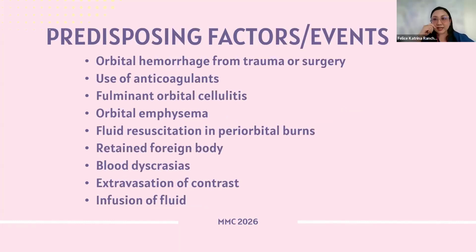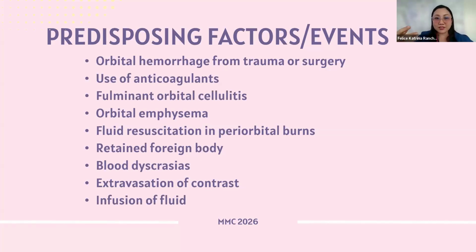So focused history taking can also help us identify the factors that can predispose patients to OCS. So I think the most frequent cause of OCS, although it's very rare, the most frequent cause is orbital hemorrhage, either from trauma or from surgery. So orbital surgery, eyelid surgery, surgery to the paranasal sinuses. So other causes include use of anticoagulants, fulminant orbital cellulitis. So I once had a patient with an aspergilloma that spread into the orbit.